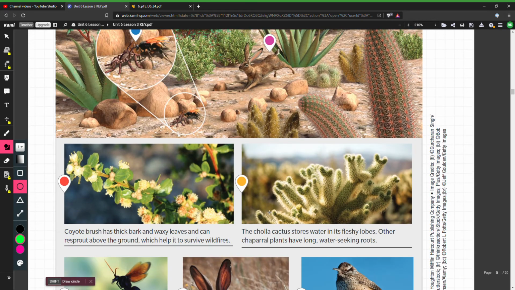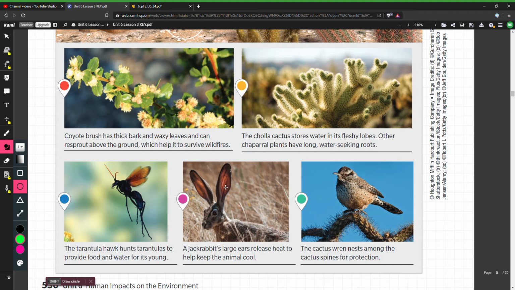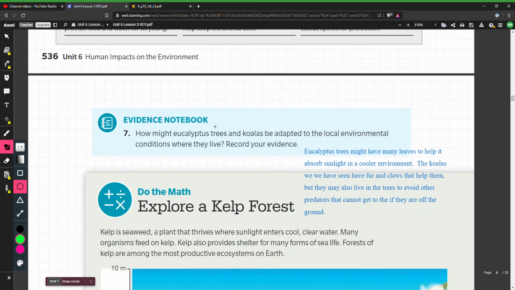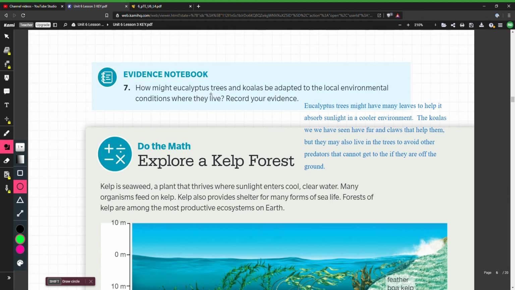All right, adaptations. So lots of different things have adaptations. Here's an example of adaptations. Rabbits with super large ears. You got these tarantula hawks, which I'm pretty sure are like wasps, types of wasps, or they're related to them, I think. Actually, maybe this might be ants, actually. The cactus wren that lives in these cactuses, the adaptations. They have different adaptations. Then how might eucalyptus trees and koalas be adapted to the local environment conditions where they live? So I said that eucalyptus trees probably have lots of leaves because they're in cooler environments.